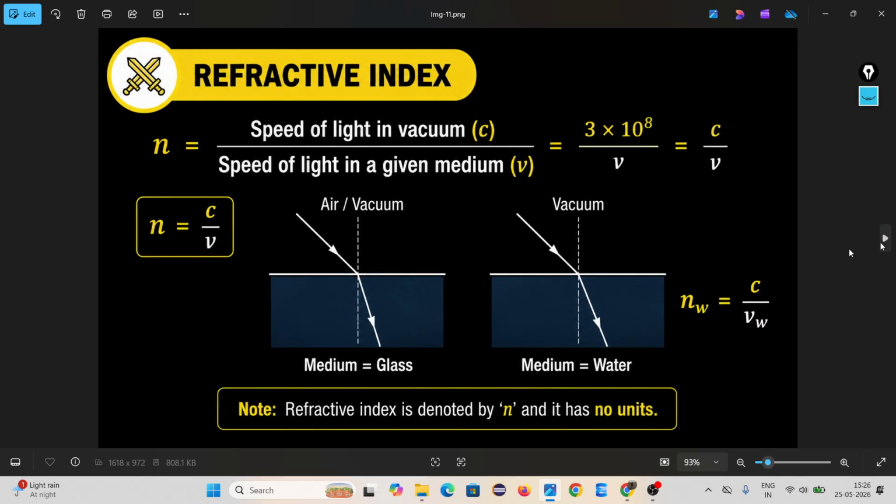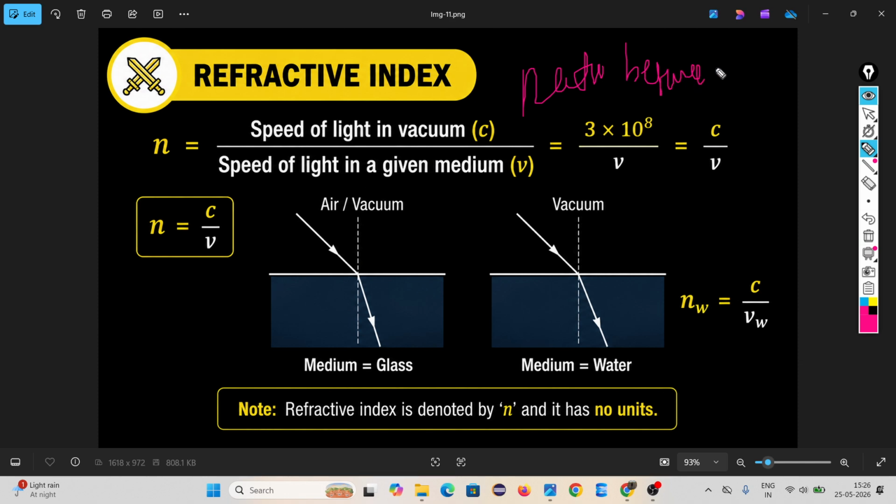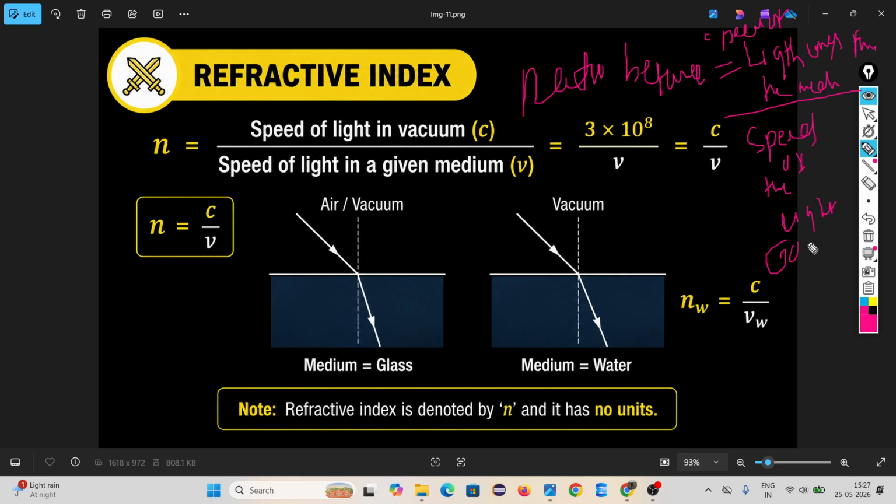After lateral displacement, we come to refractive index. Refractive index is nothing but the ratio of the speed of light in the medium it comes from, upon the speed of light in the medium it goes to.